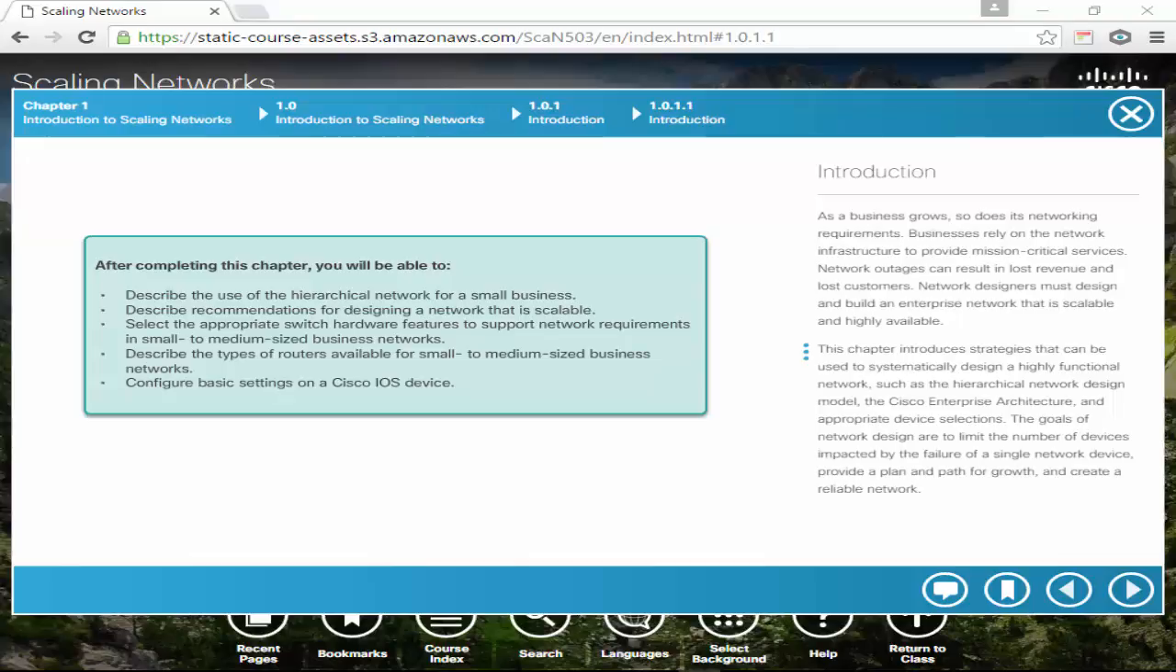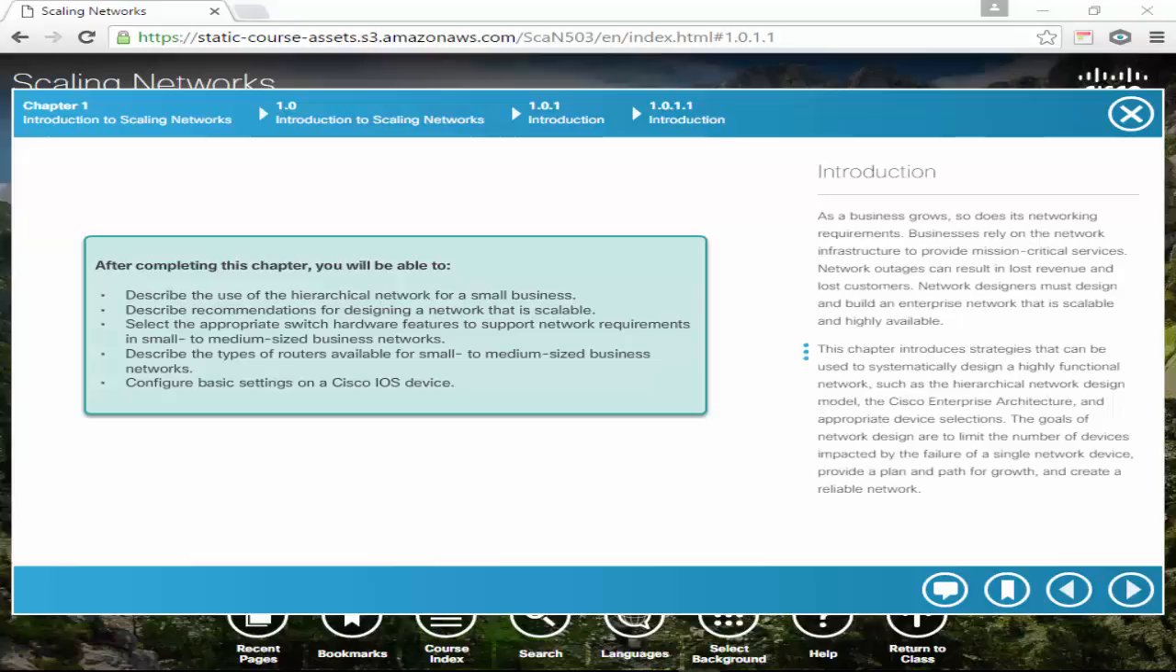Chapter 1, Introduction to Scaling Networks. So we're going to go over this chapter just real quick, because I know you have all already read it or are going to read it again. And it's properly titled Introduction to Scaling Networks.